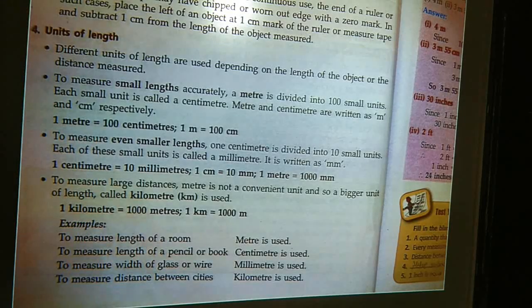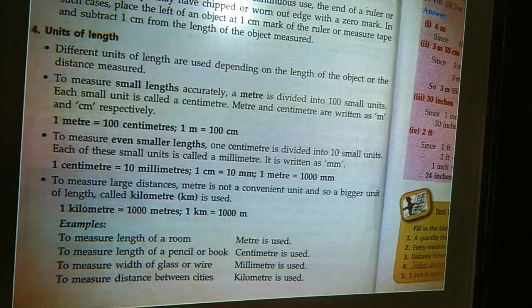Next point, fourth, units of length. Different units of length are used depending on the length of the object or the distance measured. To measure small lengths accurately, a meter is divided into 100 small units. Each small unit is called a centimeter. So this means 1 meter equals 100 centimeter. To measure even smaller length, 1 centimeter is divided into 10 small units. You can see on your scale also, in 1 centimeter there are 10 lines, that are the 10 millimeter. So 1 meter equals 1000 millimeter.